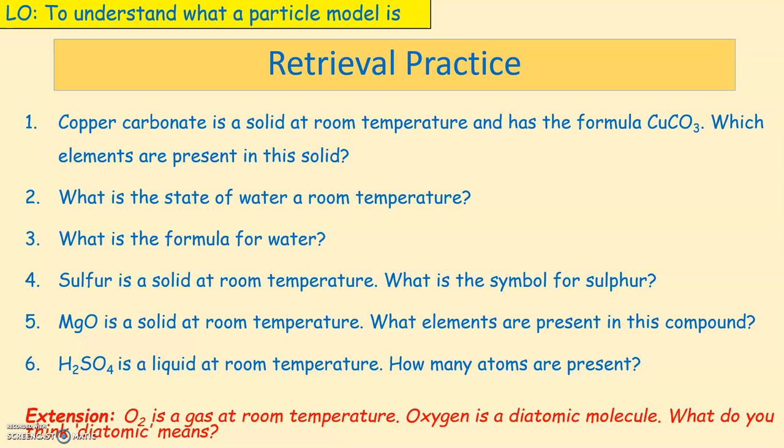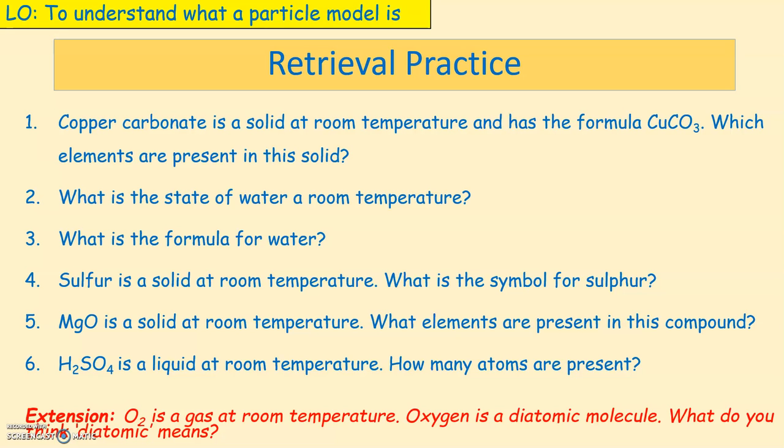All right, question 4. Sulfur is a solid at room temperature. What is the symbol for sulfur? Again, if I were you, I would have looked at my periodic table or guessed. Okay, sulfur is represented by S on the periodic table.